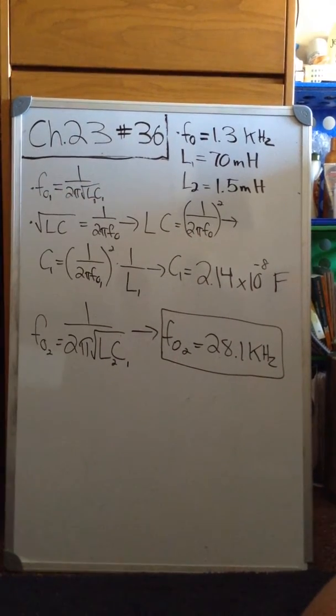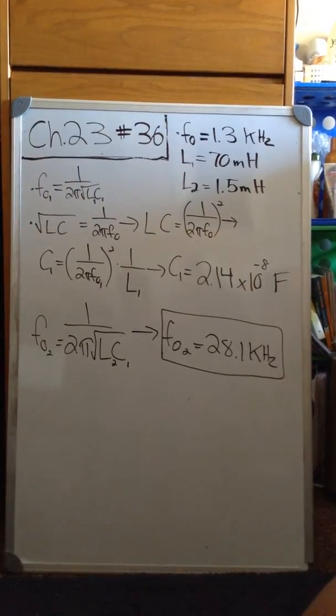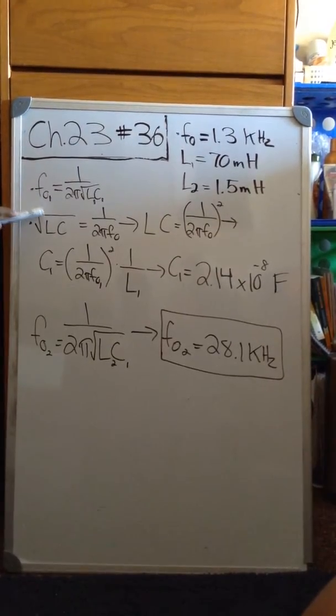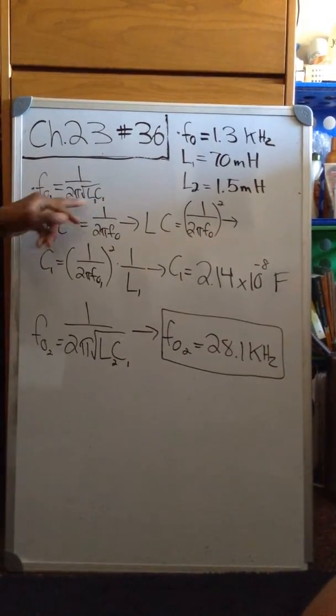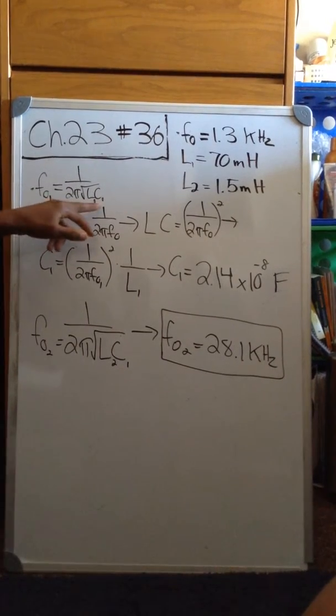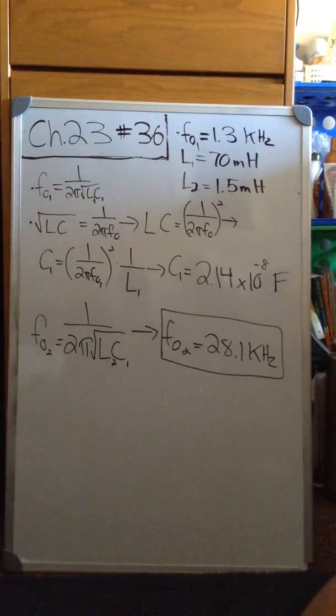The equation we need to solve this problem is the resonant frequency equation, which is f naught equals 1 over 2 pi times the square root of LC. I have here the subscripts L1 and C1, as well as f naught 1, just to keep them straight.